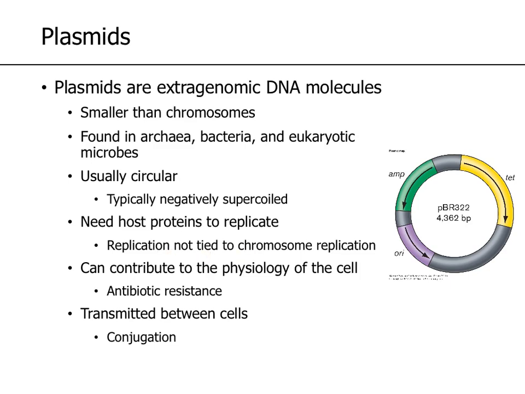And the replication of these is not actually tied to the replication of the genome. So just because your genome is starting to replicate, that does not mean that the plasmid is going to replicate at the same time. So the plasmids have their own ORI sequences, and that controls when the replication of the plasmids happens. So they can contribute to the physiology of the cell. The most common example is they carry antibiotic resistance mechanisms. And again, they can be transmitted between cells, most commonly through conjugation.